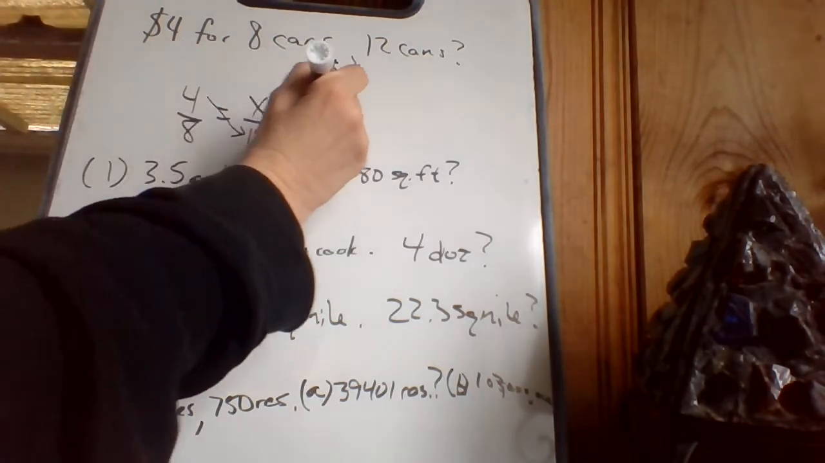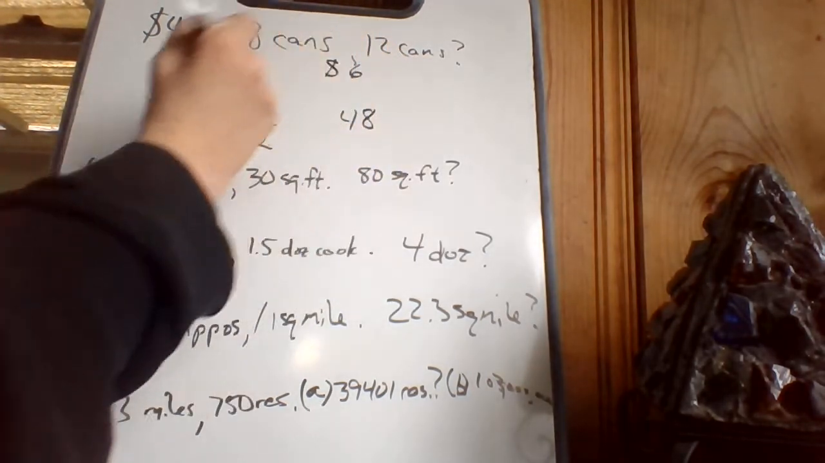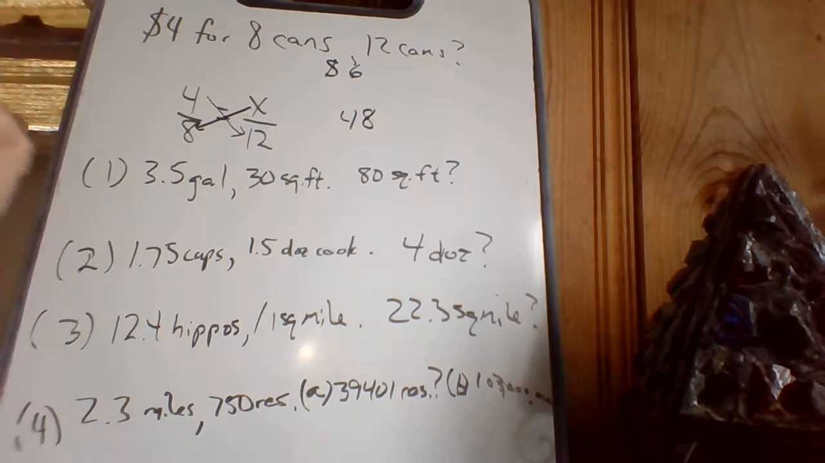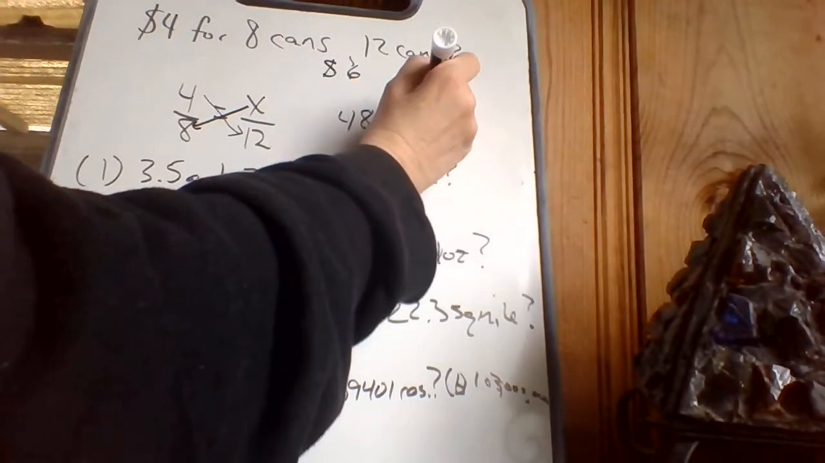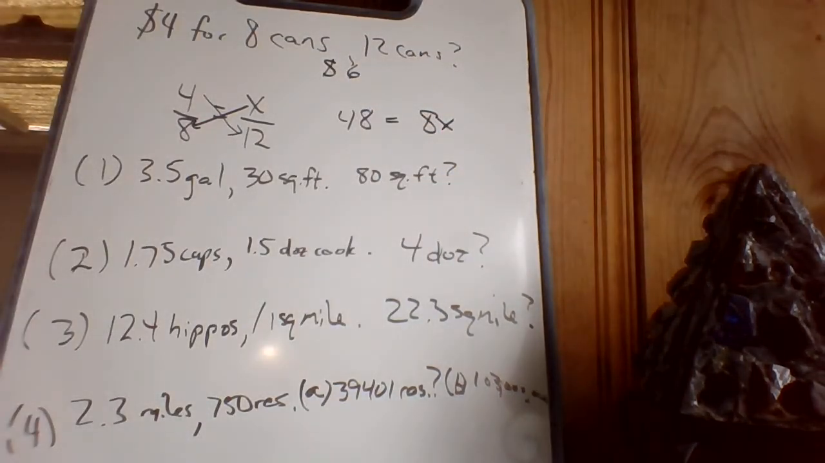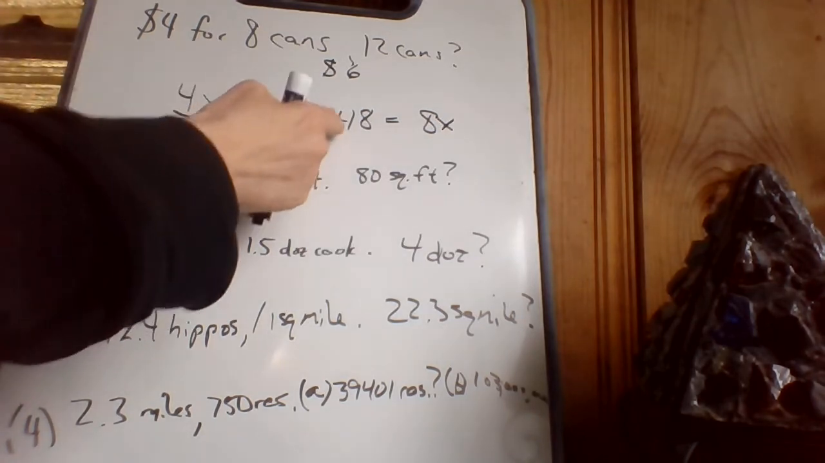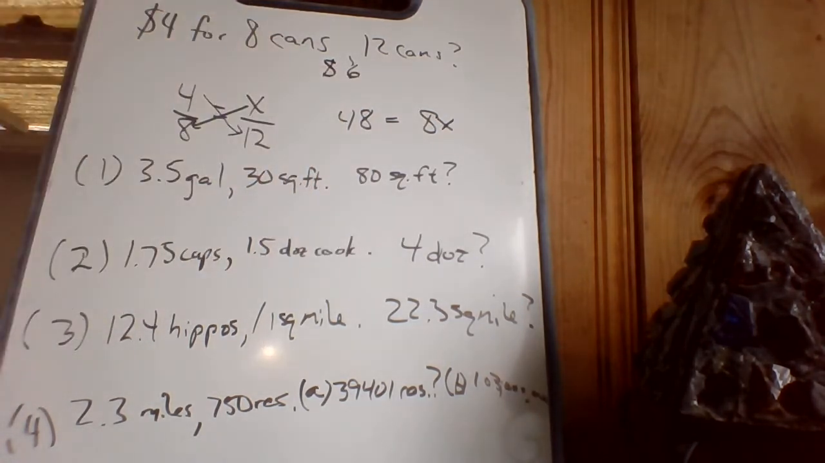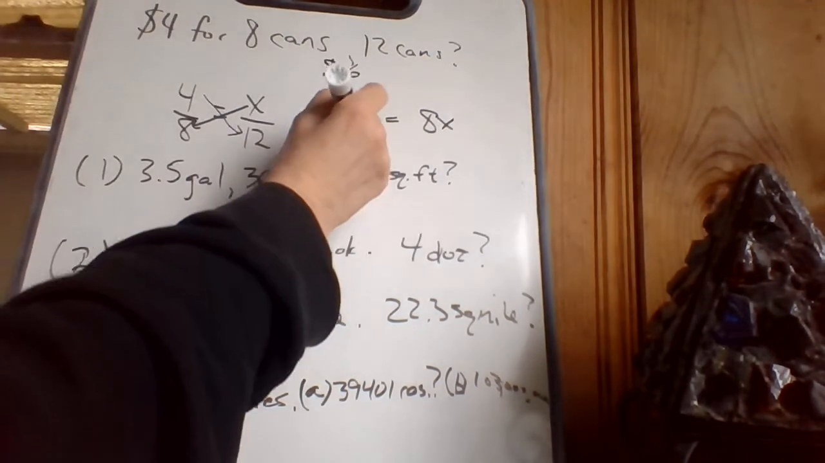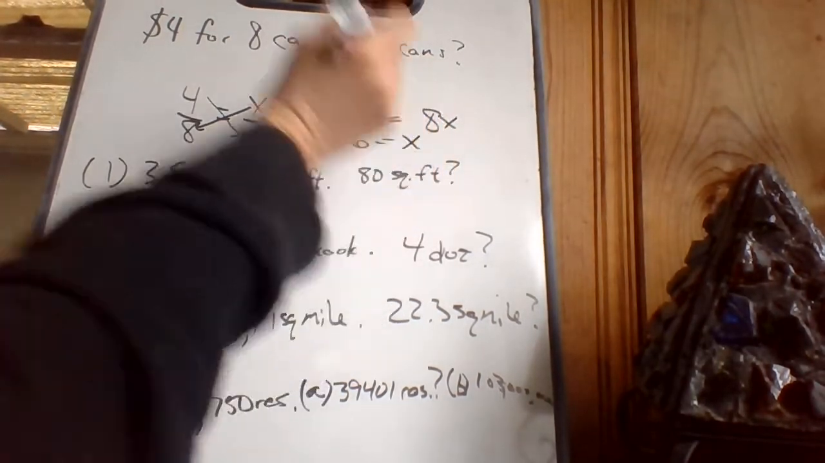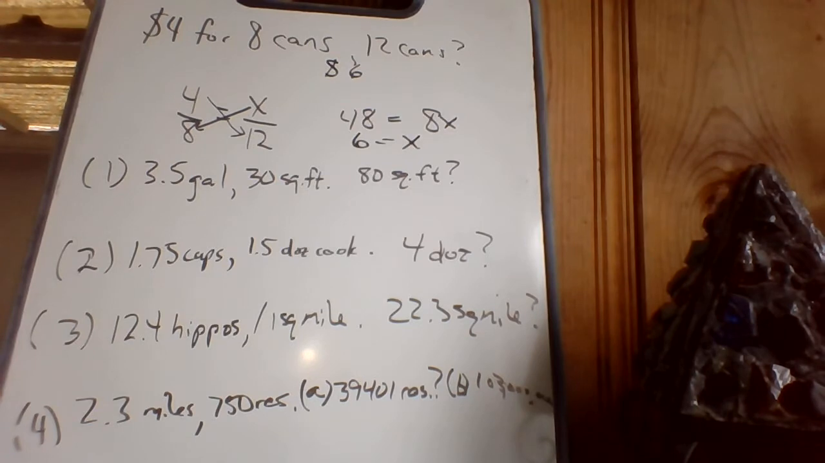4 times 12, 48. And 8 times x, 8x. Okay, so that's cross multiply. Cross and write that down, cross, write that down. They still got an equal sign between them. And then if I divide by 8, I get that x is 6, which is great. I figured that out a long time ago. It was $6. The advantage to this is I could do it when the numbers are weird.